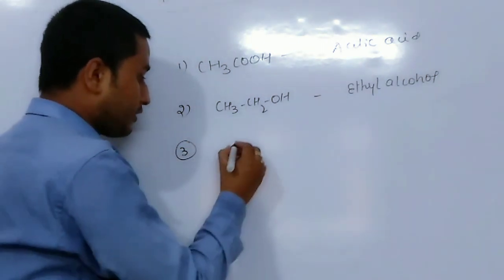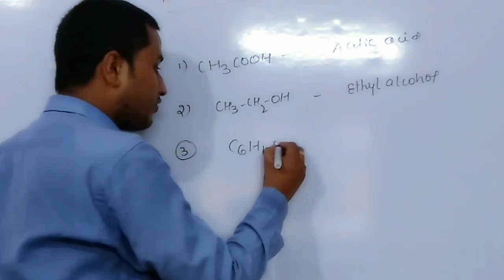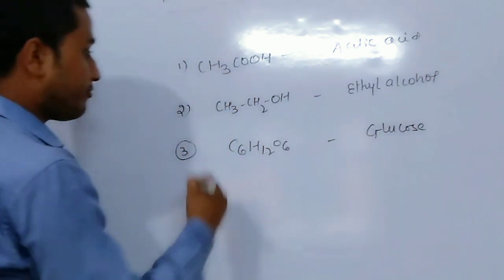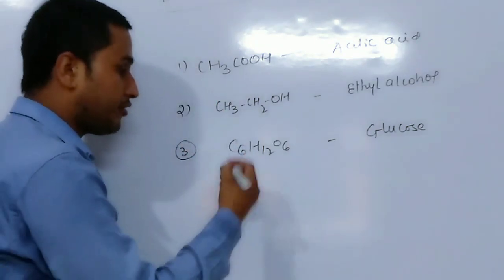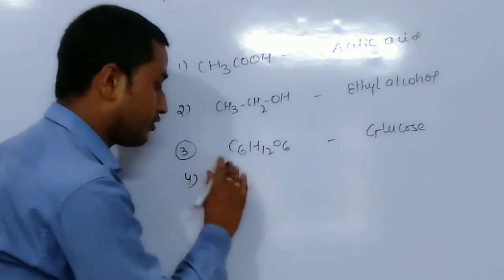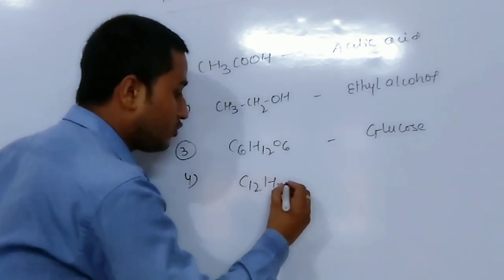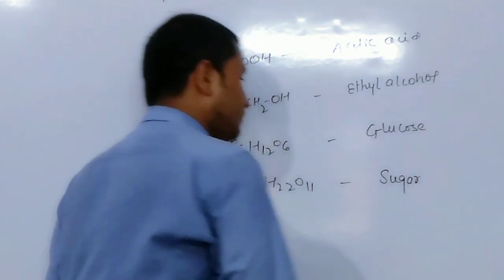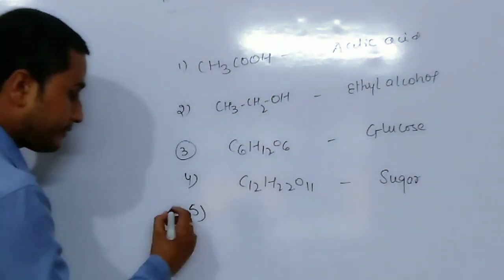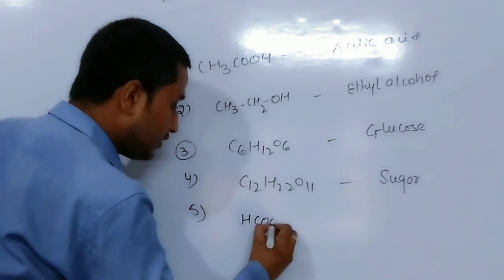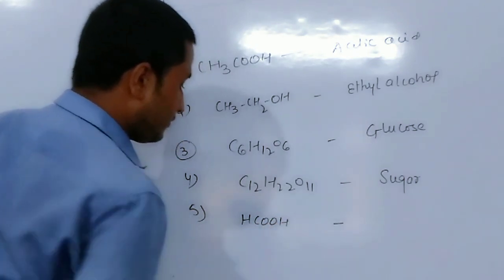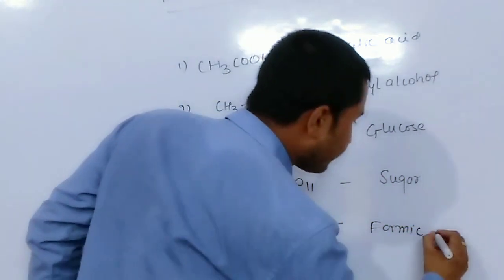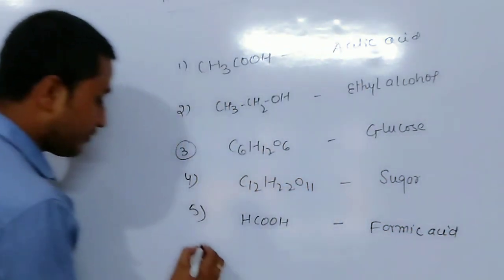See, this is C6H12O6. This is glucose. Again, this is an example of an organic compound because it is a derivative of what? Hydrocarbons. C12H22O11. Again, it is an example of what? Organic compound. HCOOH. This is formic acid. This is also an organic compound because it is a derivative of hydrocarbons.